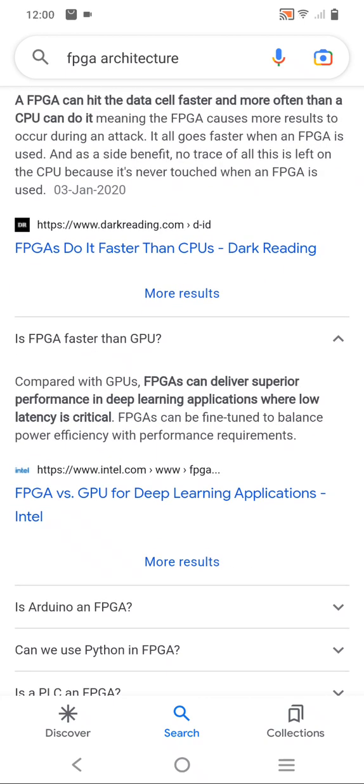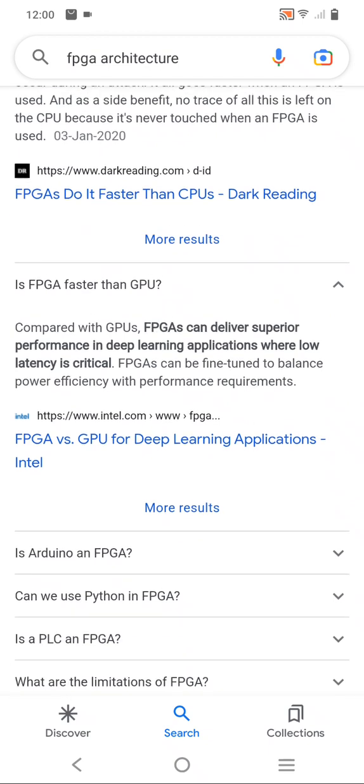Is FPGA faster than GPU? Compared with GPU, FPGA can deliver superior performance in deep learning applications where low latency is critical. Latency is one of the critical things in learning systems. Latency means time.